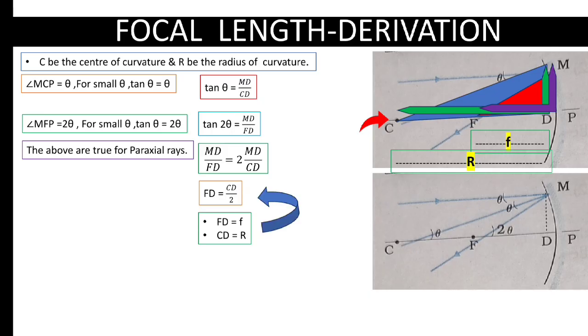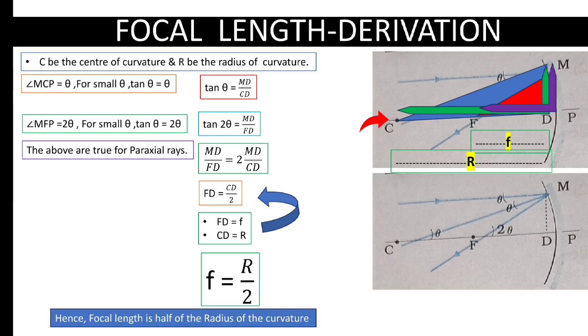By substituting these two values in FD equals CD by 2, we get the final derivation as f equals capital R by 2. Means focal length is half of the radius of curvature. So this is the derivation for f equals R by 2, that is focal length.